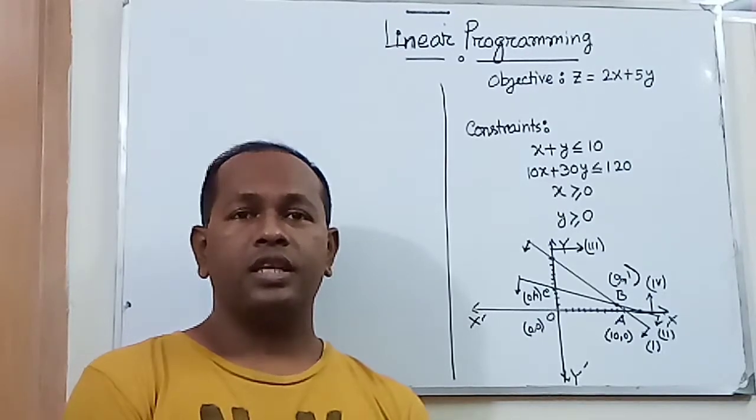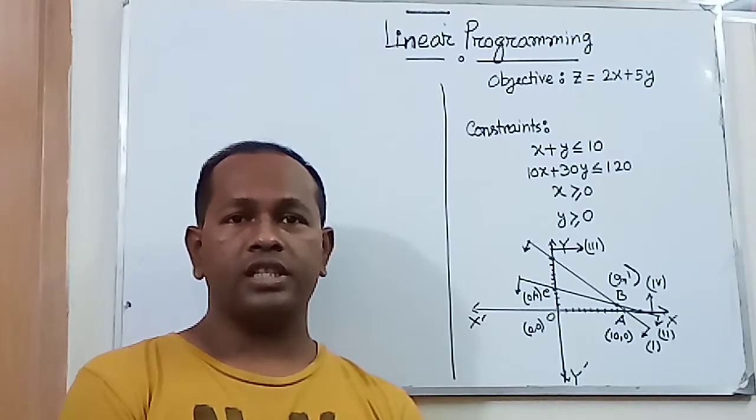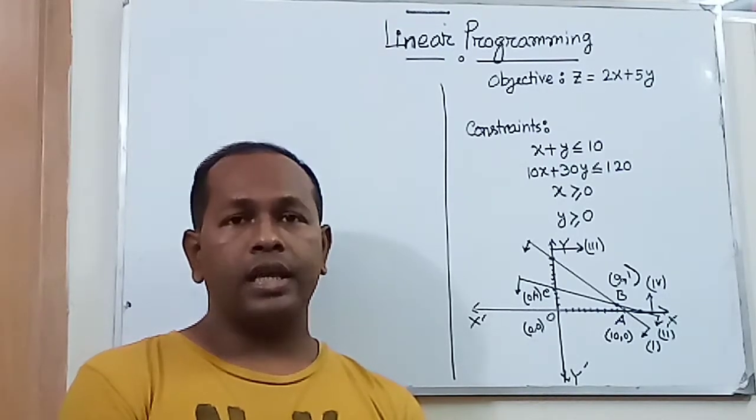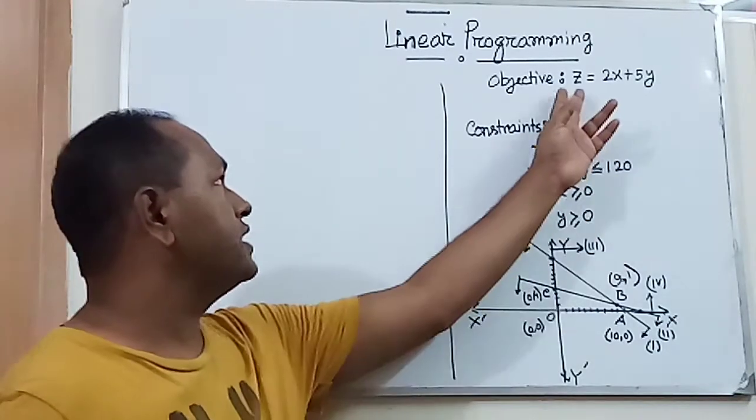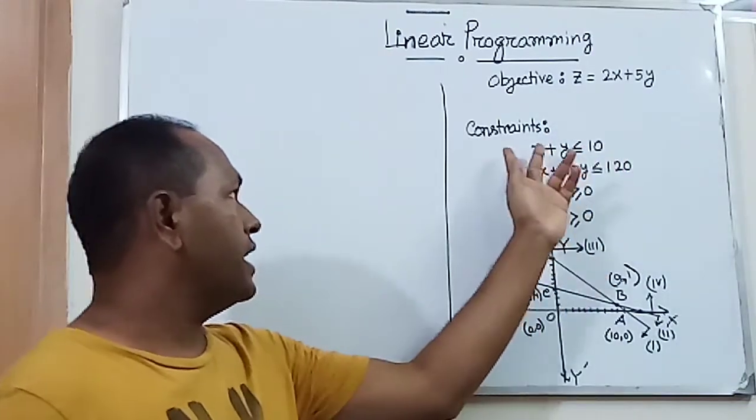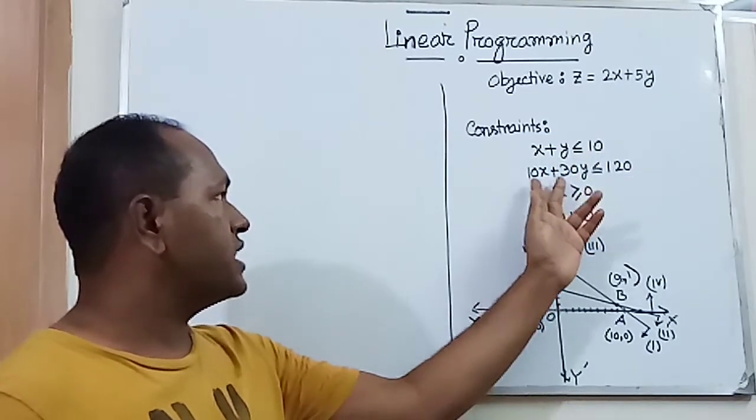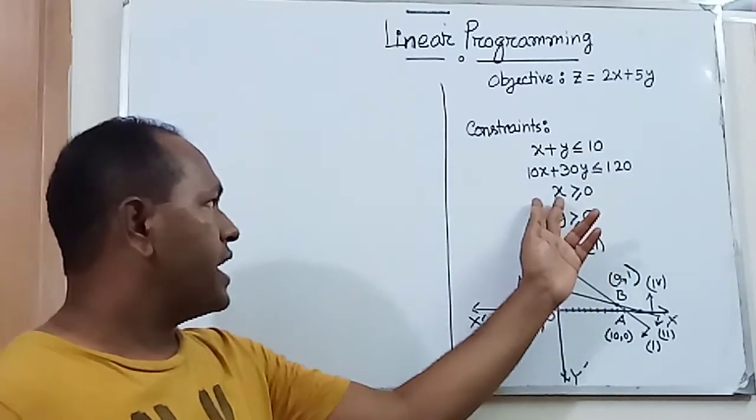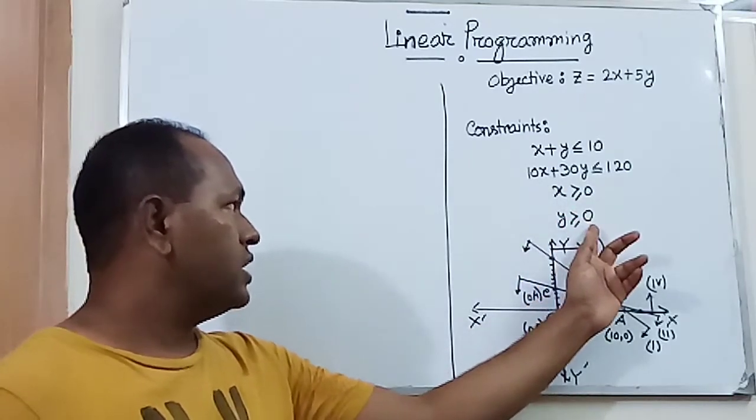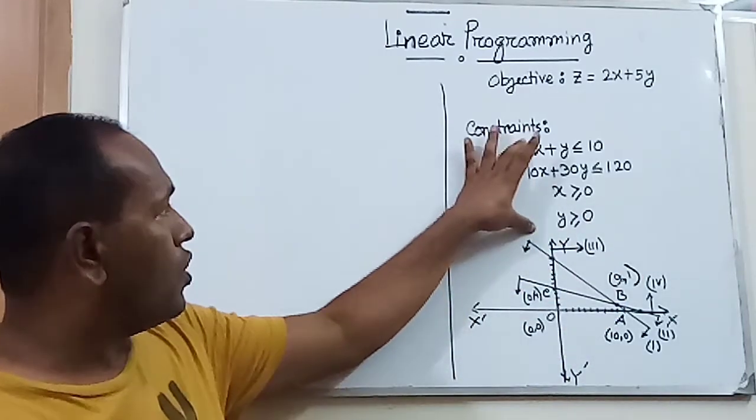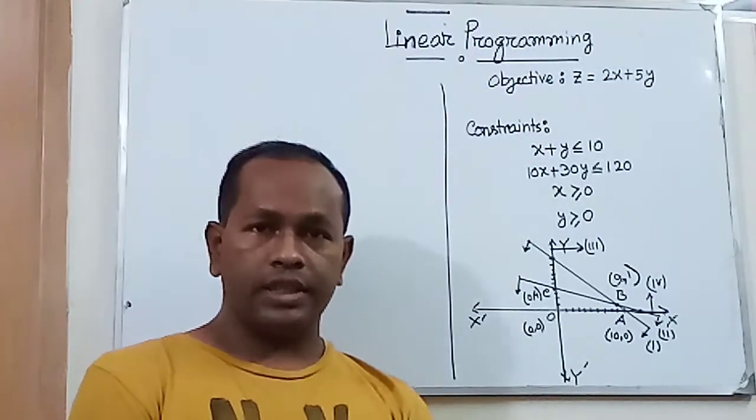In the last class, our question was how many curves and how many flats does coding buy to get the maximum profit. Okay, that means our objective function was z equals 2x plus 5y and our constraints were x plus y less than or equal to 10, 10x plus 30y less than or equal to 120, x is greater than or equal to 0, y is greater than or equal to 0. These are the inequalities and this is the objective function.